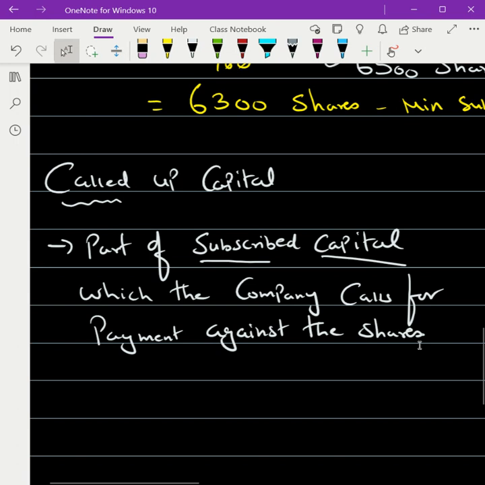The called up capital is a part of your subscribed capital which the company makes for the payment against the shares that have been allotted. Okay, so that is against the shares allotted. I hope up to this you don't have any doubt. Everything is clear, right?